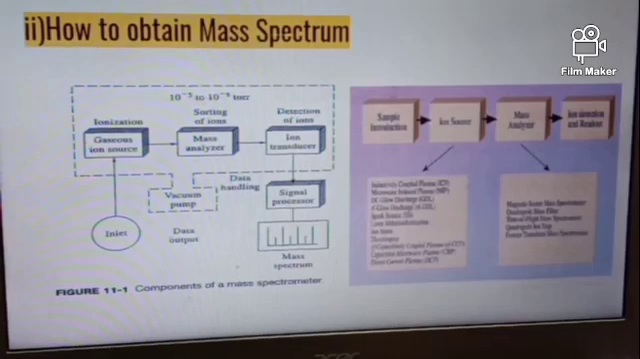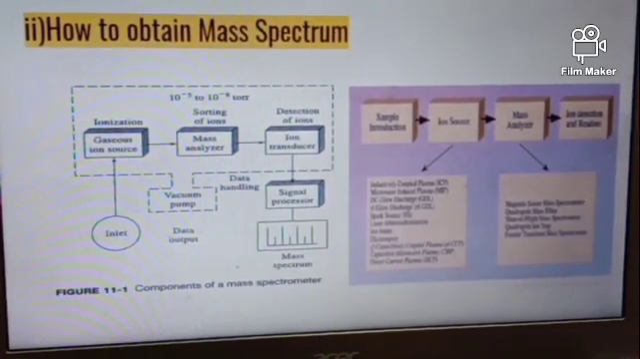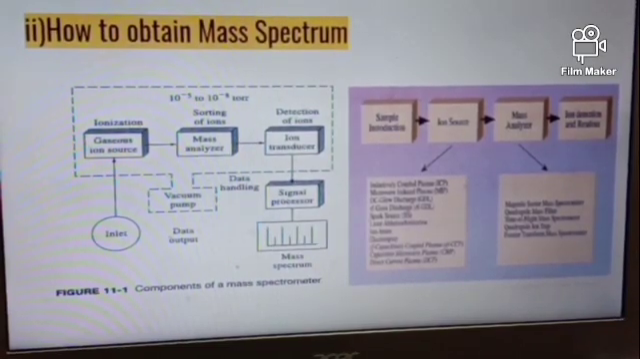So we know that the mass spectrometer is an instrument that produces ions and separates them according to their mass to charge ratio. Most of the ions we will discuss are singly charged, so that the ratio is simply equal to the mass number of the ion.